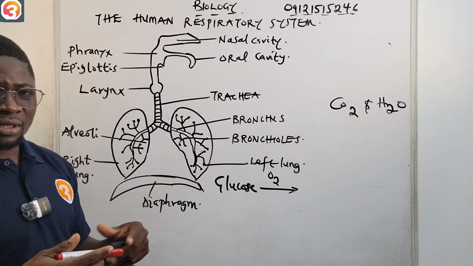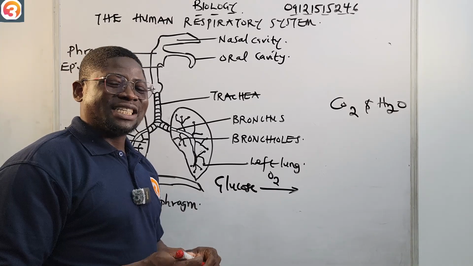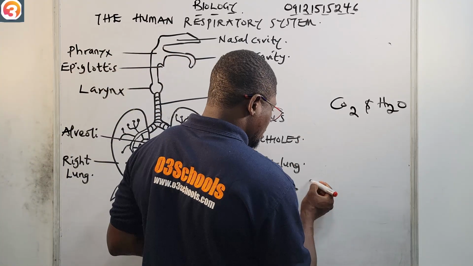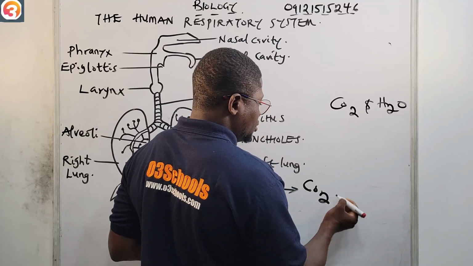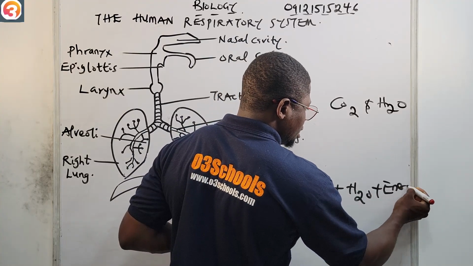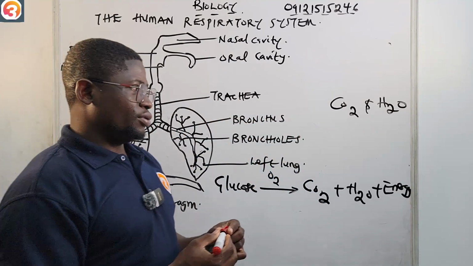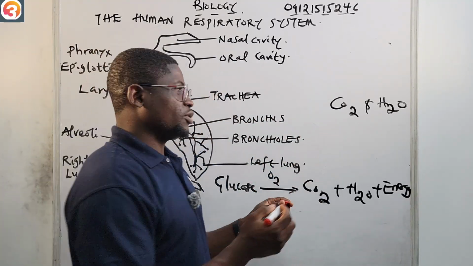So this is a chemical process. Glucose is broken down in the presence of oxygen to release energy, but some byproducts, CO2 and H2O, plus energy. So this is what happens. These are the byproducts, CO2 and H2O. You must take note of these.